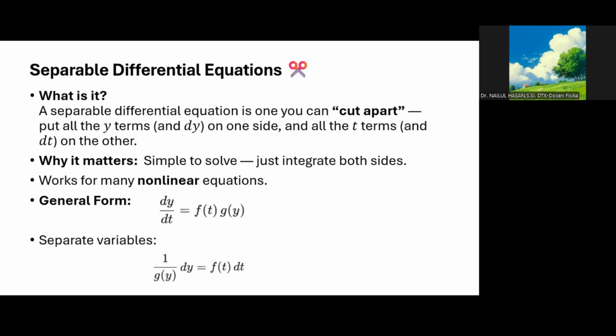For example, we have dy divided by dt. We can separate the variables here: a function of y with dy, and a function of time with dt, and then we can integrate both sides.